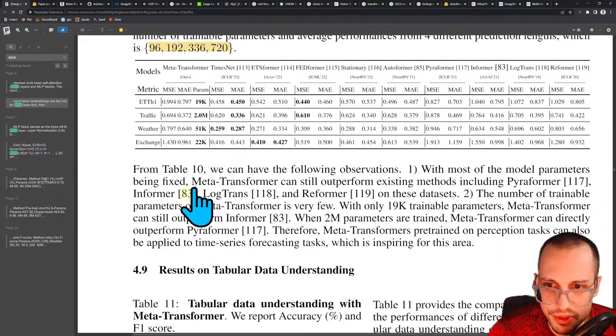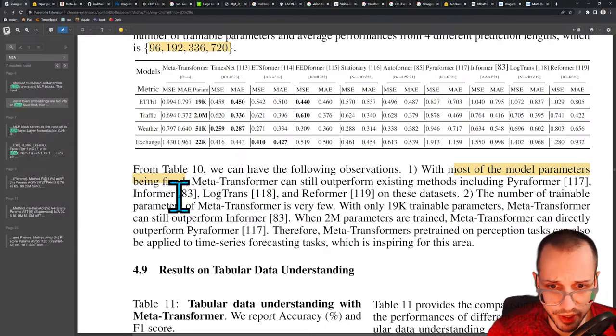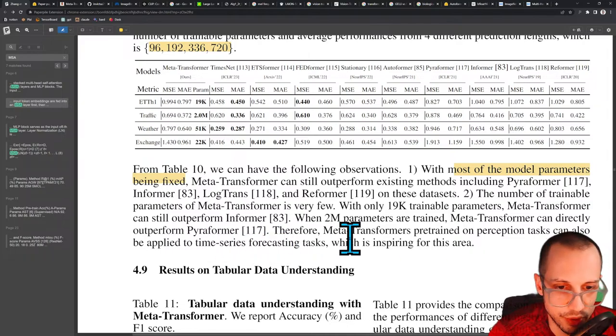Most of the model parameters being fixed, MetaTransformer can still outperform existing. Most of the model parameters are fixed. The number of trainable parameters is very few, only 19K trainable parameters. MetaTransformer can still outperform Informer. When 2 million parameters are trained, MetaTransformer can directly outperform Pyroformer. Therefore, MetaTransformer pre-trained on perception tasks can also be applied to time series forecasting.